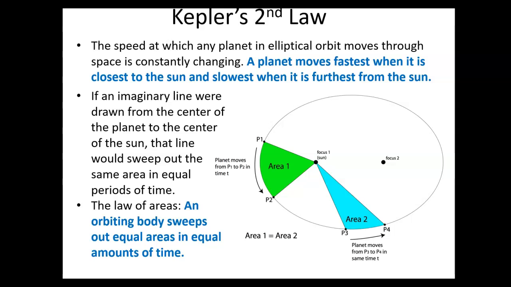And this is called the law of areas. It means that an orbiting body sweeps out equal areas in equal amounts of time. In this figure, the time that it takes to go from position 1 to position 2 is the same amount of time that it takes to move from position 3 to position 4. And the sector of the ellipse, represented by the green area, 1, has the same amount of area as the sector represented by the turquoise area, 2.